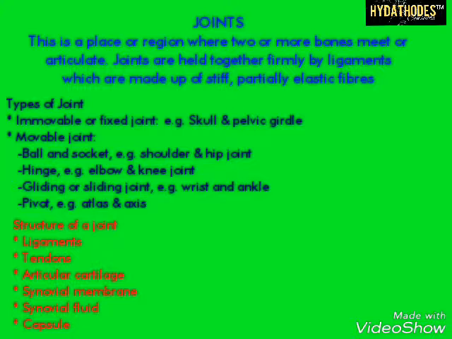Structure of a joint. The main part of a joint consists of the following: 1, ligaments. These are tough, partly elastic bands of tissues. They join the bones to a joint. They hold 2 bones together at a joint. 2, tendons. 3, articular cartilage. 4, synovial membrane. 5, synovial fluid. And lastly, the capsule. It is also to note that muscles act on bones to cause movement.